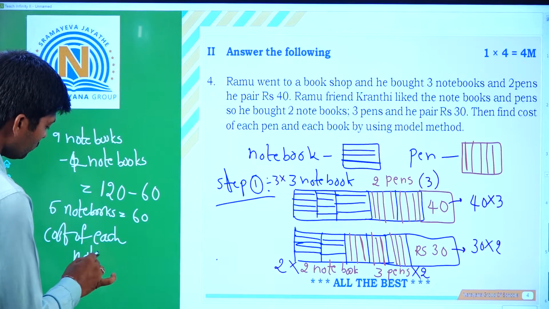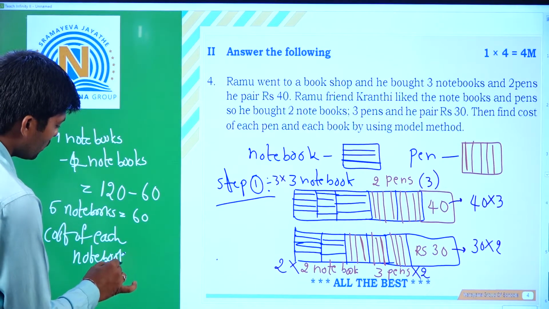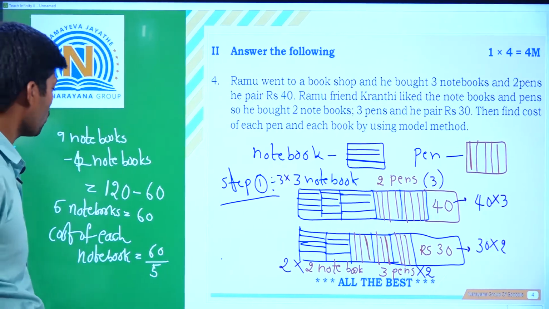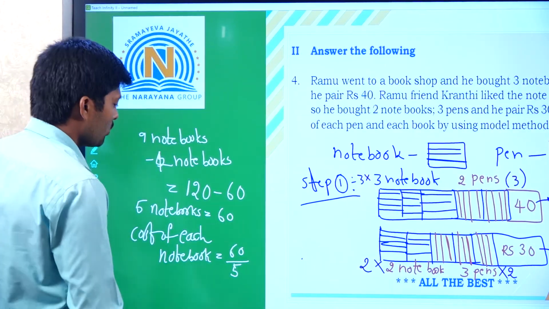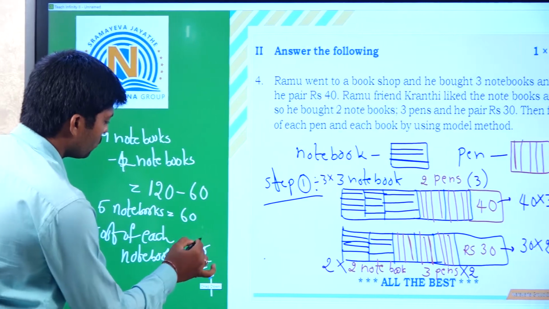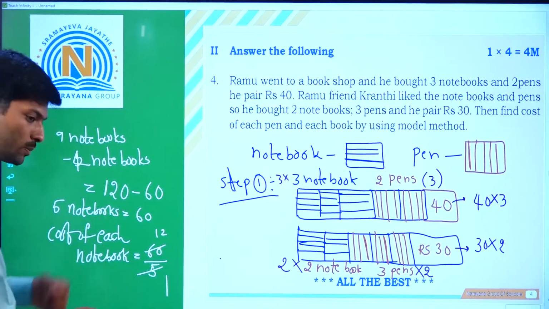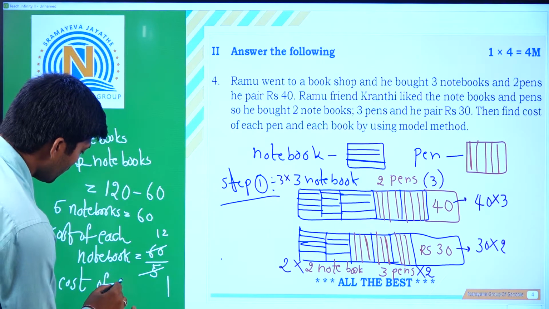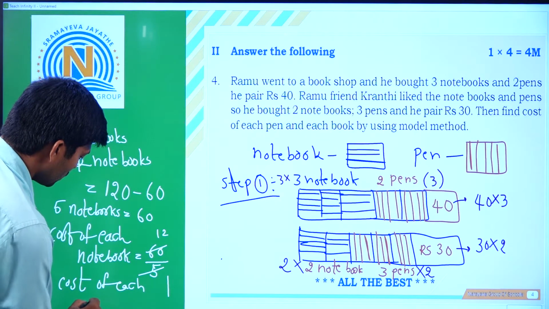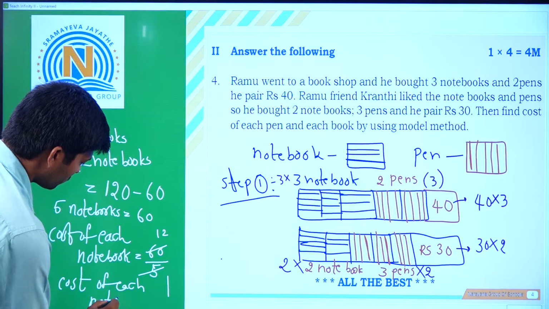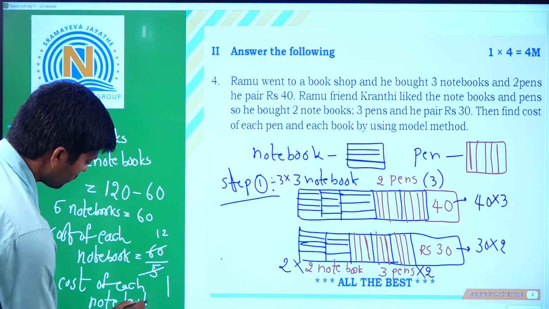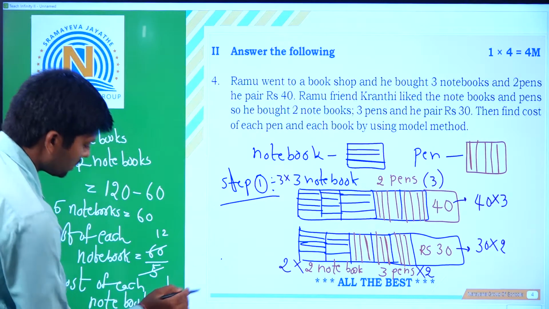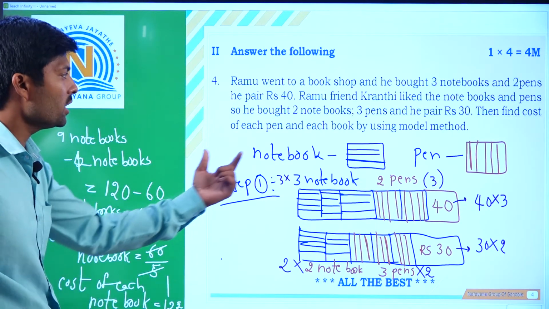the cost of each notebook is equal to 60 upon 5. So, how much is it? 60 upon 5, how many times? 5 ones are 5, 5 12s are 60. So, what is the cost of each notebook? The cost of each notebook is equal to 12 rupees. So, 12 rupees is the cost of each notebook.